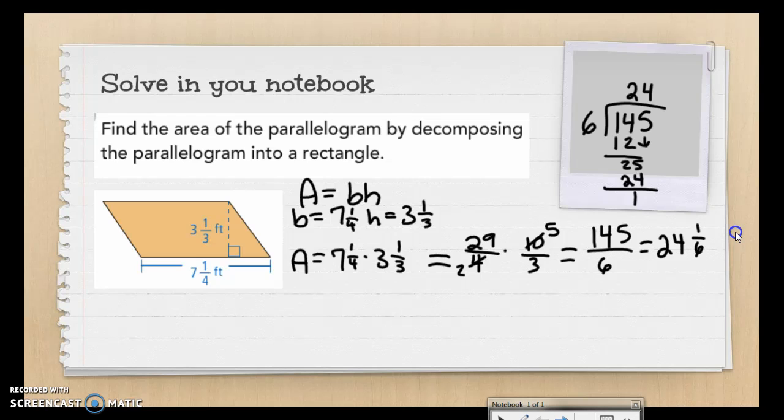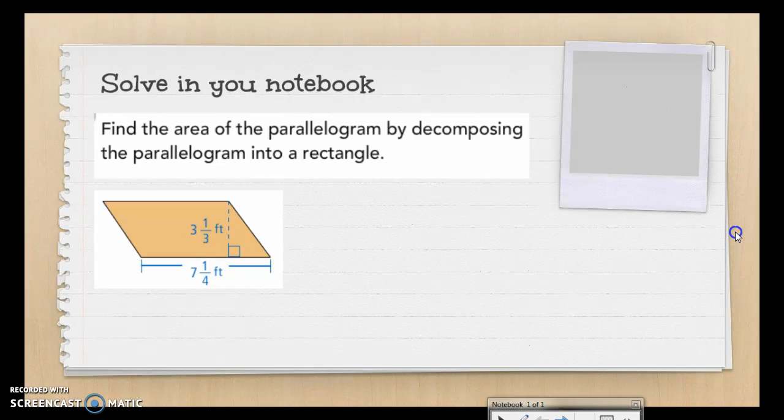Again, if you went to Lowe's or Home Depot, wherever you shop, and you were to go in there and say, I need 24 and 1/6 feet of wood, that'll be a little bit easier to figure out and understand than that random improper fraction. Sometimes you'll leave it improper, but usually you'll turn it into a mixed number.